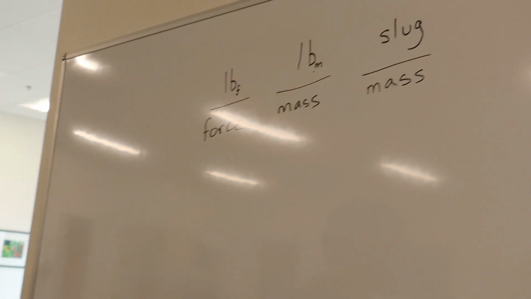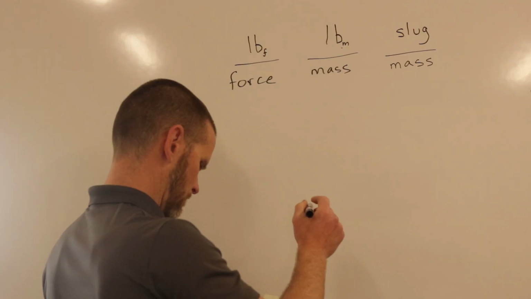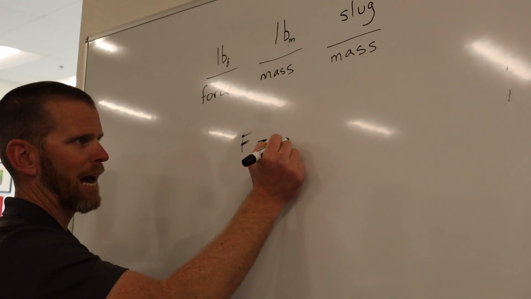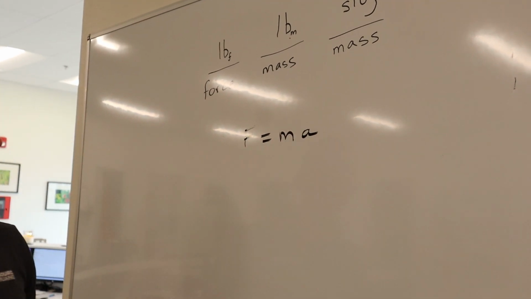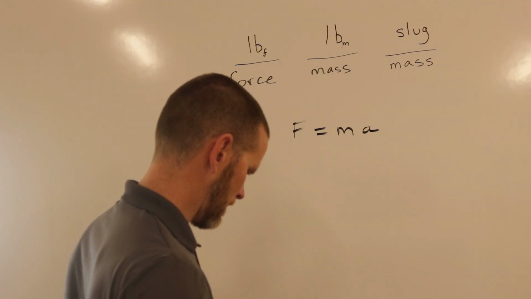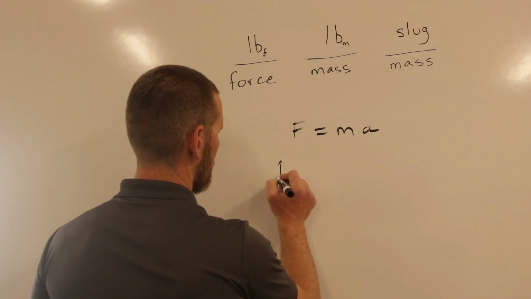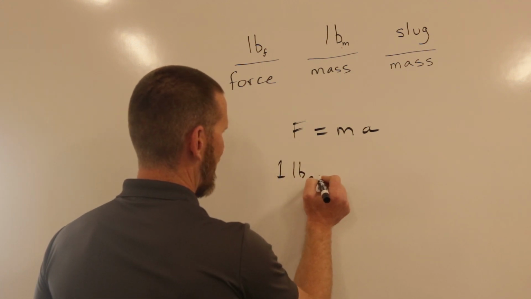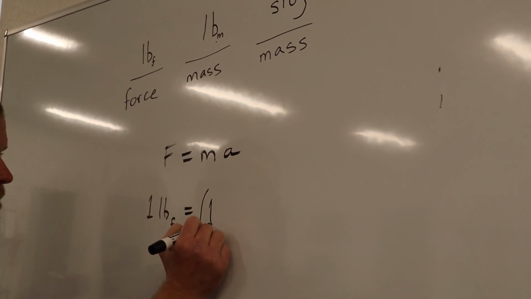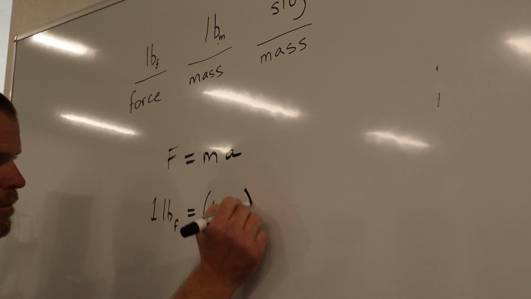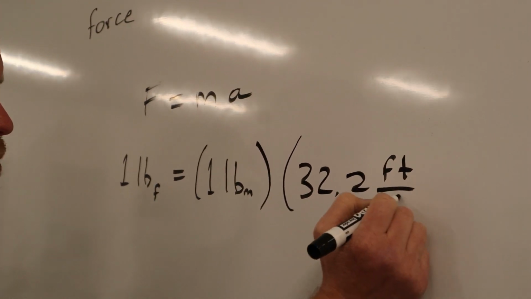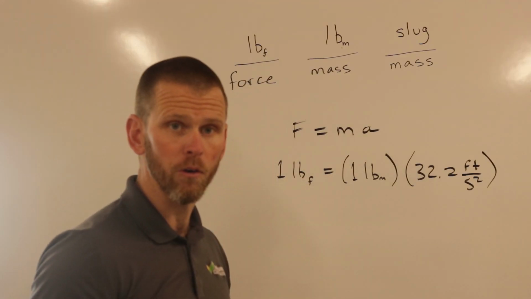And you might wonder, how do these relate to each other? Well, Newton's second law says that force equals a mass times an acceleration. And the difference between these units of mass is what unit of acceleration is used. So 1 pound force is defined as 1 pound mass times 32.2 feet per second squared, which is the gravitational constant here on Earth.